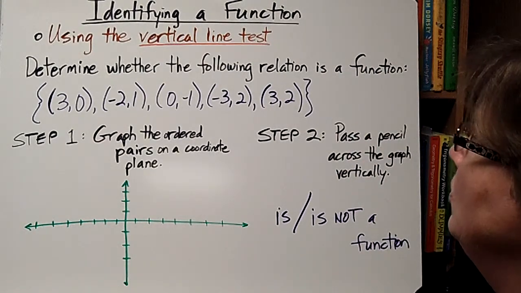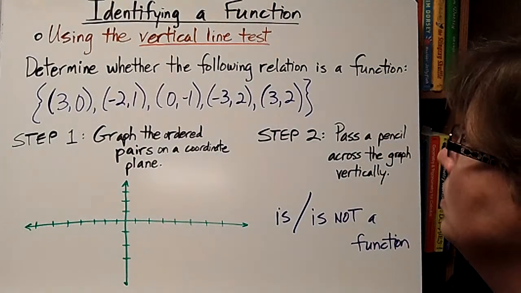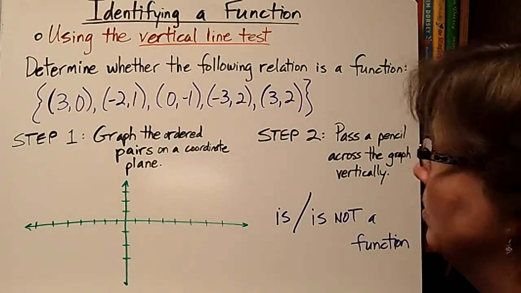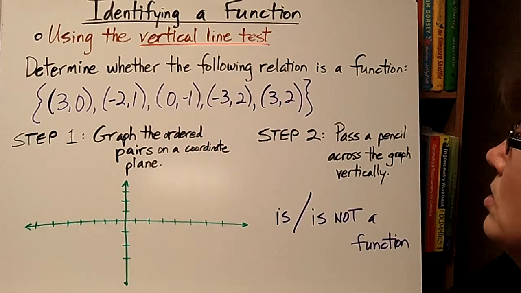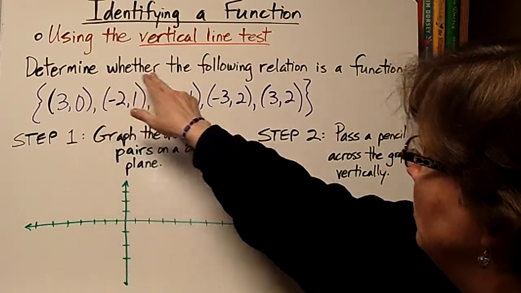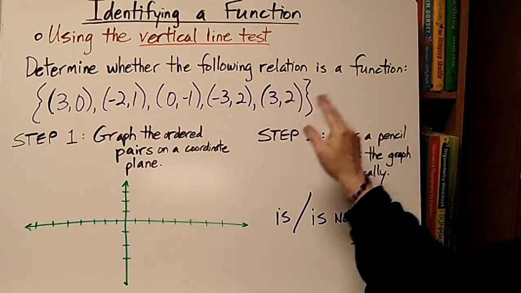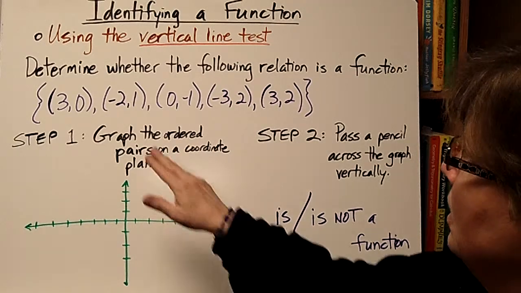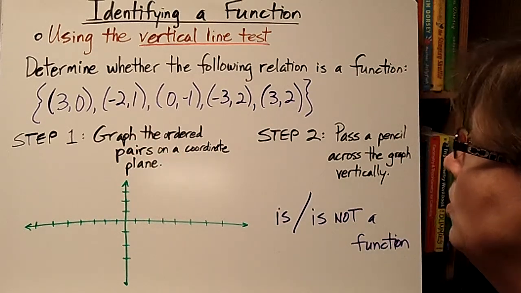On this one we have identifying a function part 2. In the last slide we used the mapping diagrams. This is another type of test. It's called the vertical line test. And in this one we're going to determine whether the following relation is a function. So the first thing we have to do is graph the ordered pairs on a coordinate plane.